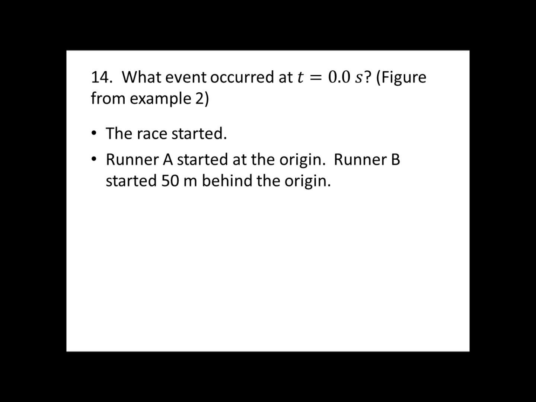Now I can do a little bit better than that if I look at some details of the graph at time 0. I know that runner A started at the origin. They started at a distance of 0 meters. Runner B started 50 meters behind the origin, 50 meters in the negative.